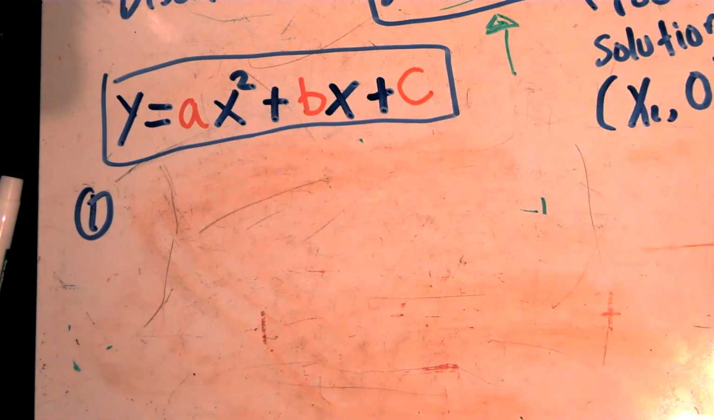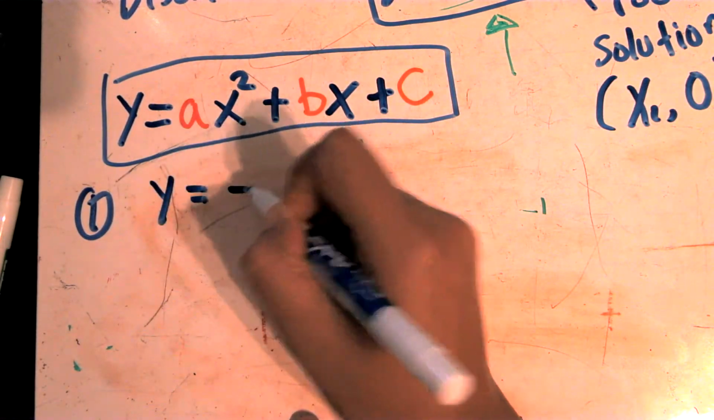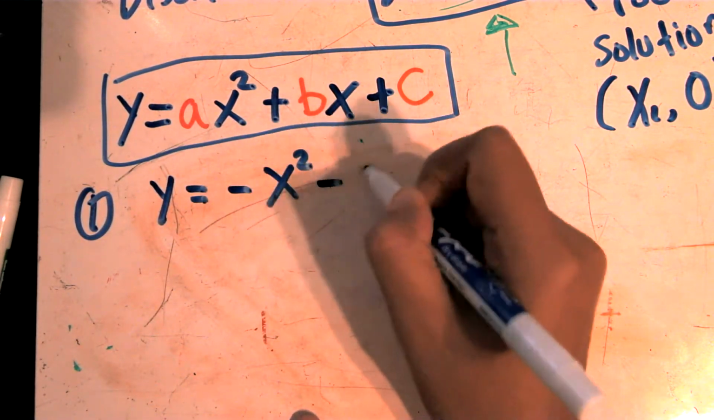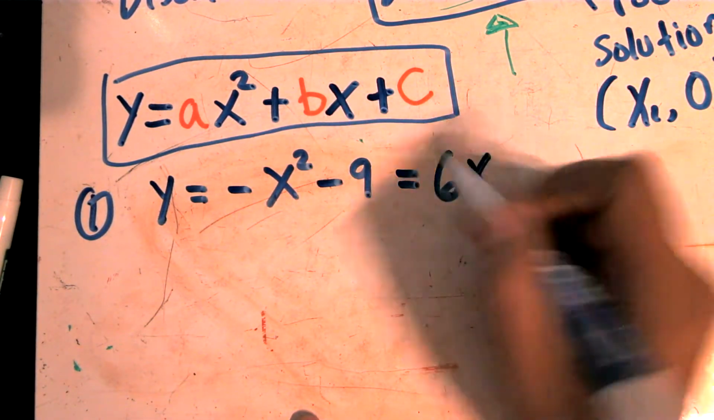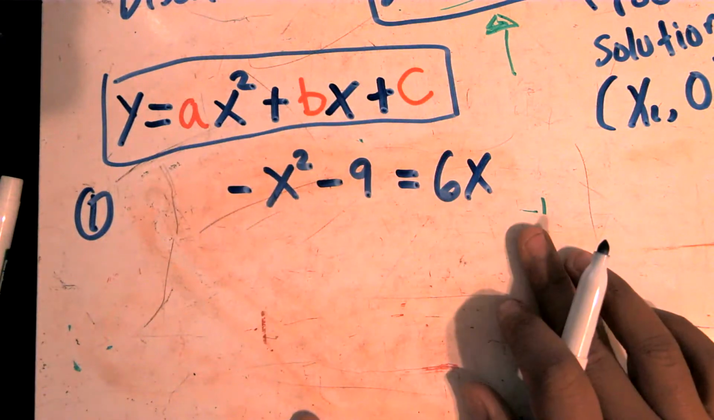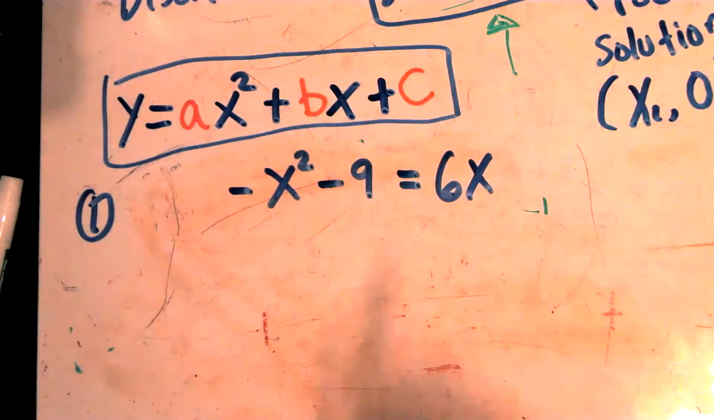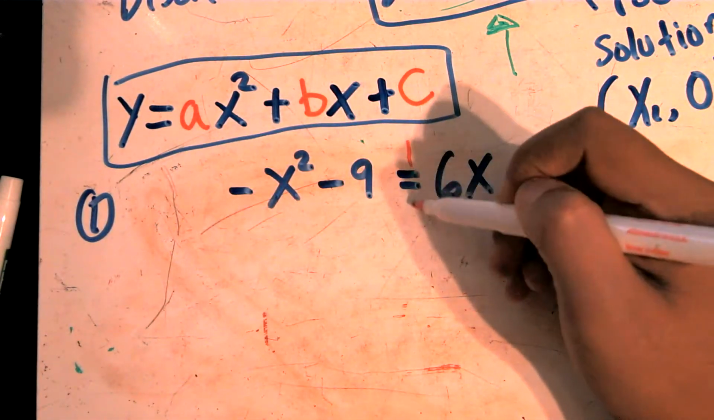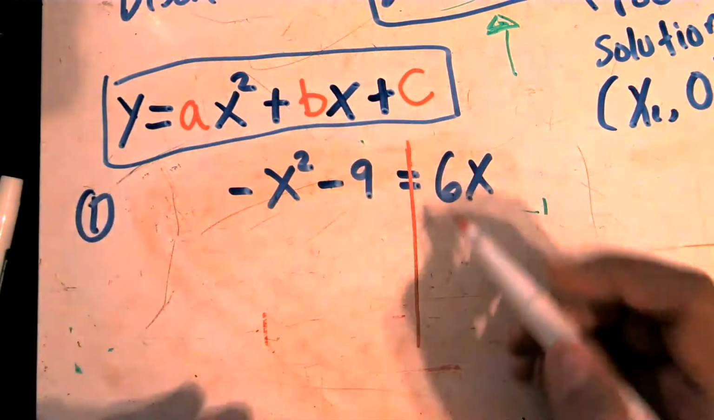So here's an example where the function is not set equal to 0. We have -x squared minus 9 is equal to 6x. Okay. And we want it to set equal to 0. So in order to do that, remember when we're thinking about equations, it's a balance scale. It's a balance scale.